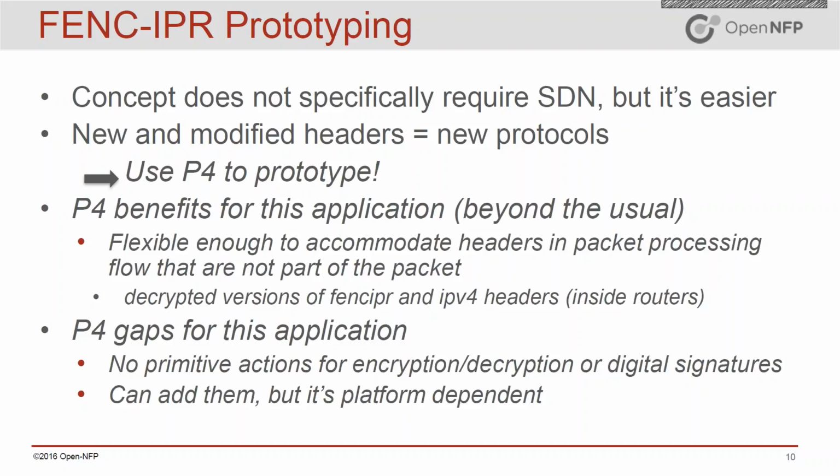So there are these encrypted versions, I'll show this in a minute, of, like, the IPv4 header is completely encrypted. The FENC-IPR header has a chunk of it that's encrypted. Those are the headers that flow over the wire. But when we're, for example, routing, we need the decrypted version of the IPv4 header, so we can look at the destination IP address and see what route we used and what the next hop is.